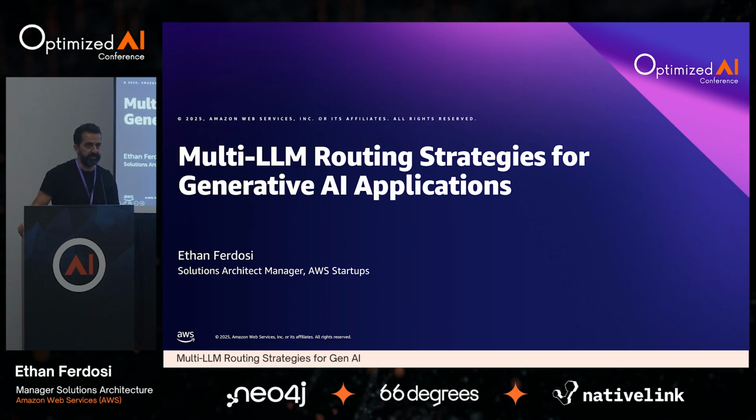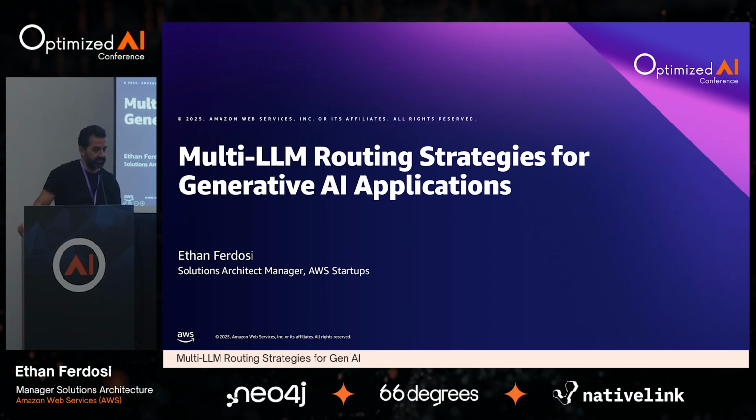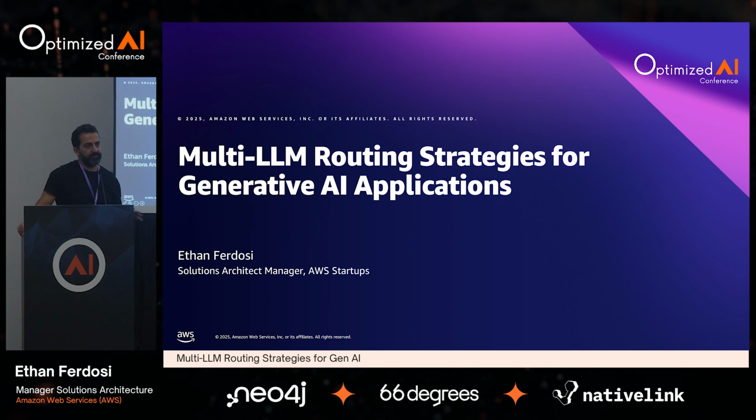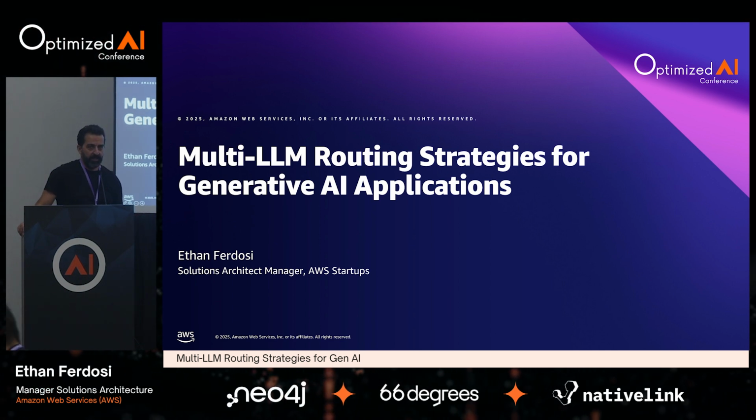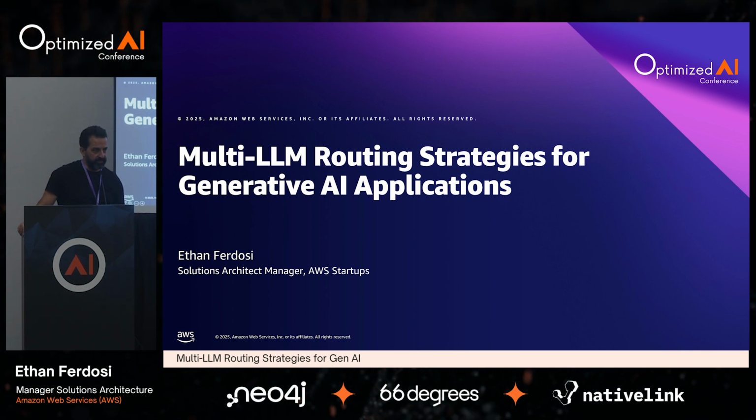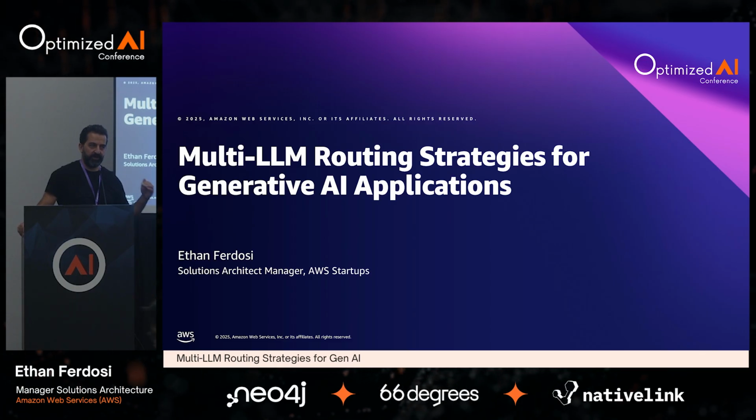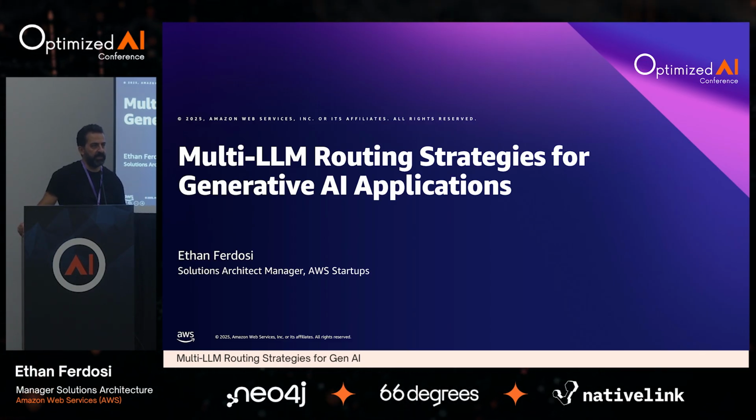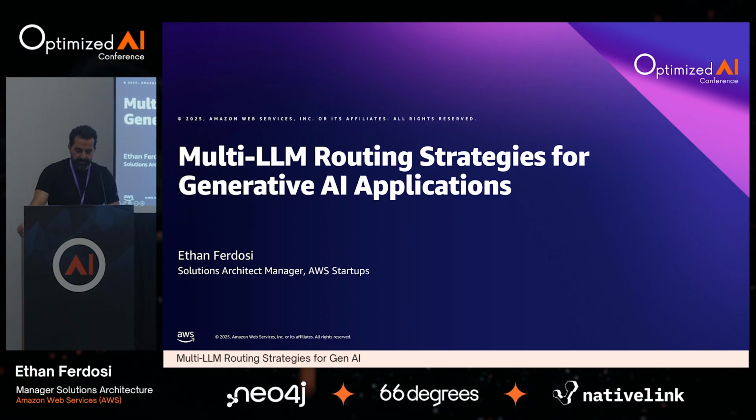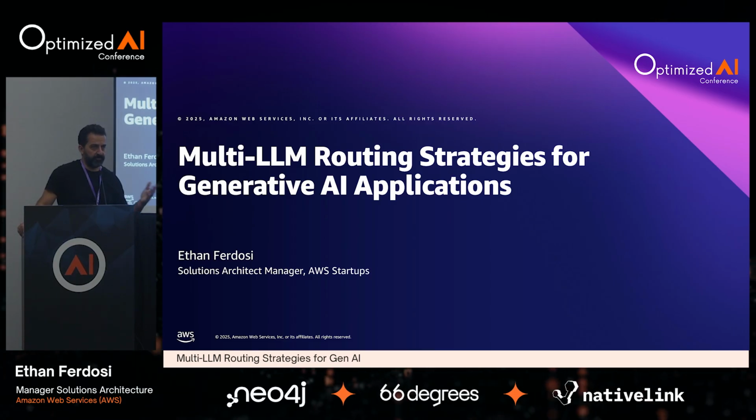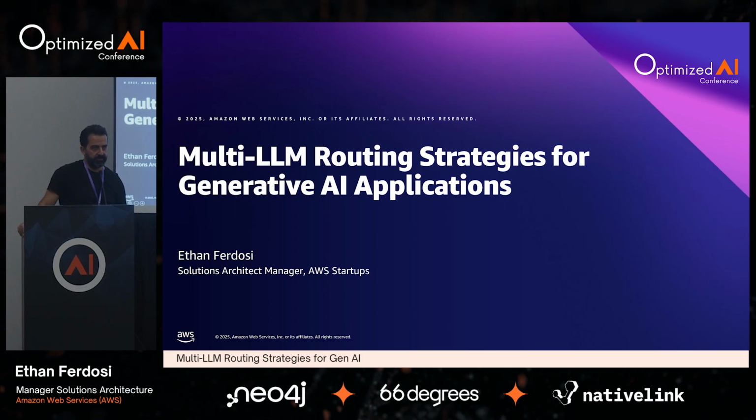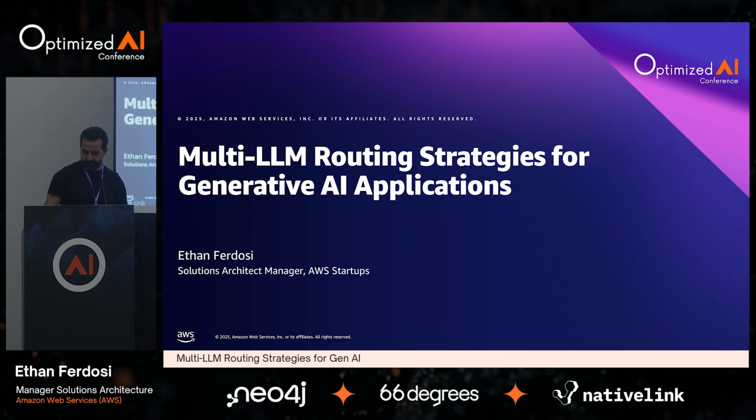The topic for today is multi-LLM routing strategies. It was an hour talk, but I decided to shorten it to 20 minutes, so it will be very much focused on high-level architecture and best practices on when you want to use multiple foundation models for your application. It's mainly based on the best practices that I've seen for the last few years, working with hundreds of startups. That's typically how I've seen them doing it.